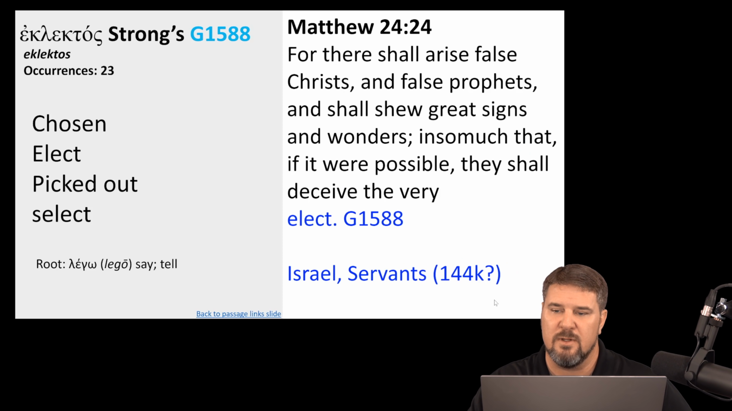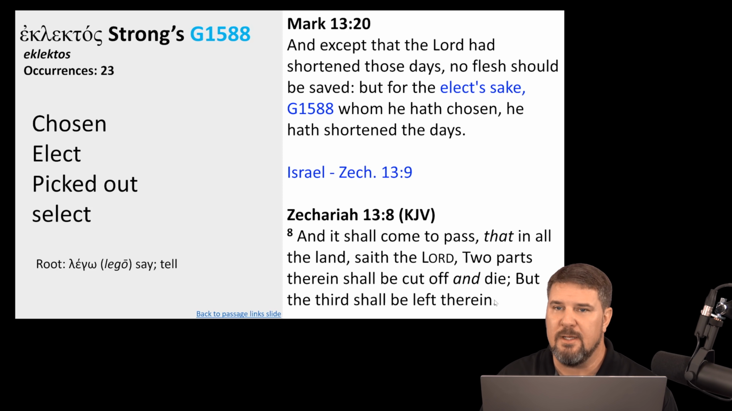Matthew 24:24, there shall arise false Christs, false prophets, shall show great signs and wonders, insomuch that if it were possible, they shall deceive the very elect, and that is Israel and God's servants. Maybe the 144,000, if it were possible, but it has nothing to do with Gentiles in the church age. It's going to be during the time of Jacob's trouble. Mark 13:20. Now, we already saw this.